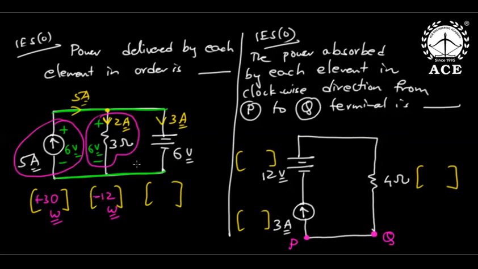This is minus 12 watts. And this is again a sink because current is entering the positive terminal. A sink cannot deliver, so power is minus V into I, minus 18 watts. So sigma P is however 0. Add these three: plus 30 minus 12 minus 18 is 0. Yes, sigma P is 0.